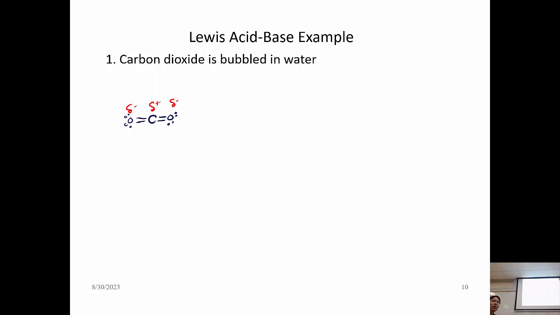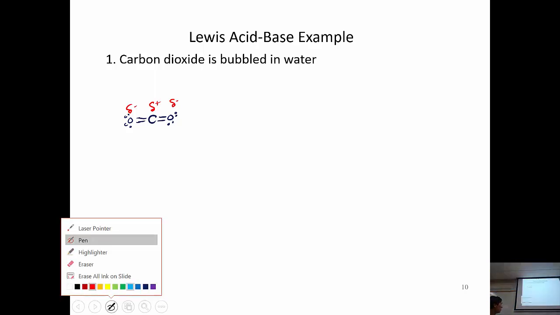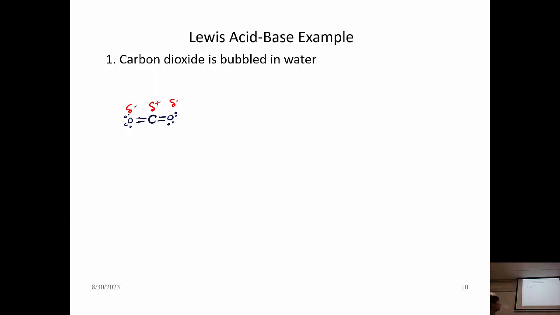Negative region with lone pair is considered acid or base? Positive region that could potentially accept a lone pair is considered acid. So this is base, this is base. The two oxygens are base. This carbon could be acid because it's positive, but is there any room for another pair to come in? There's no more room.